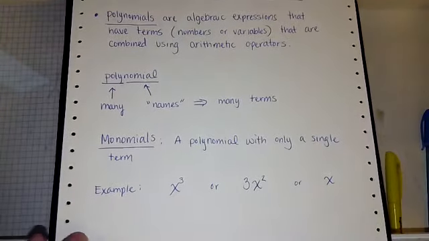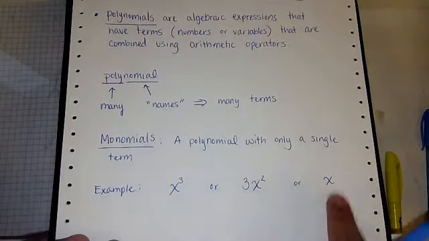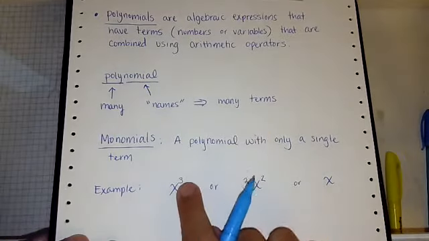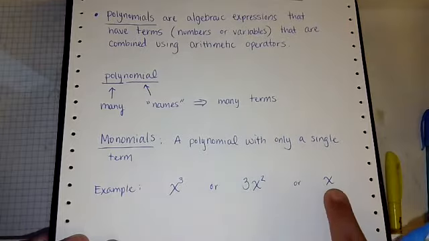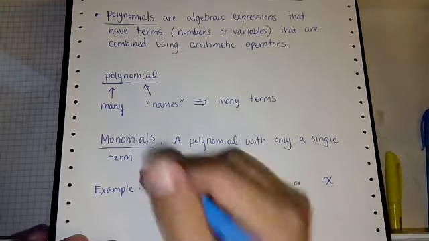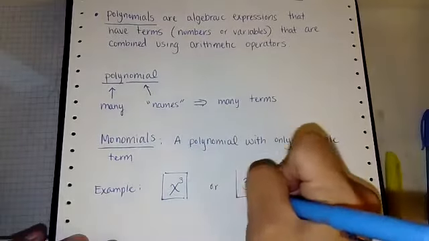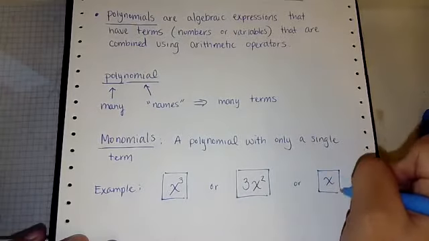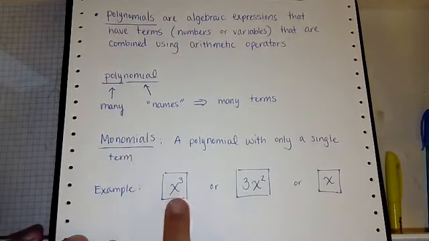Okay. So what I mean by this is you can think about each of these expressions here as being some sort of variable expression with some operator like an exponent, or a number times a variable with an exponent, or just a variable by itself. But fundamentally, this would just be a single term. This would be a single term. And this would be a single term. So individually, these are monomials. There's only one term.